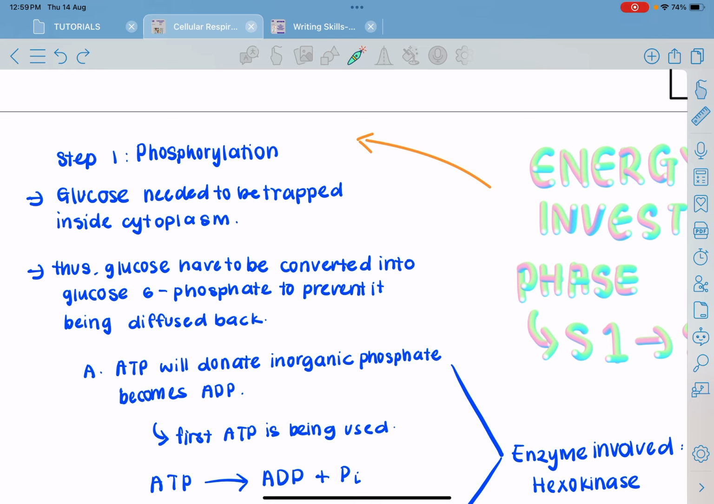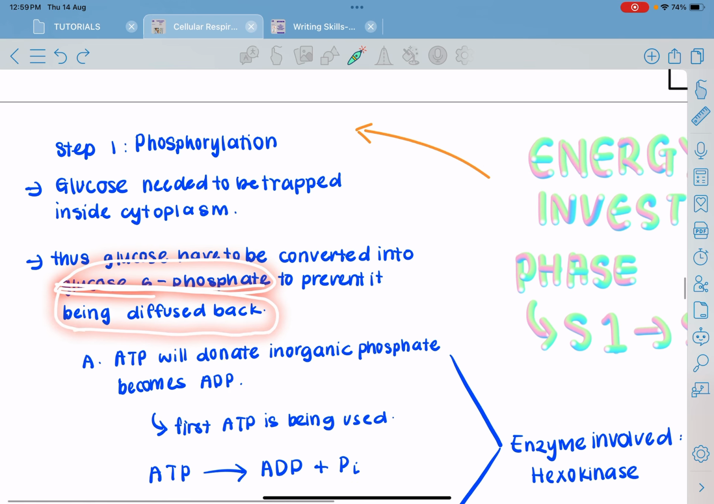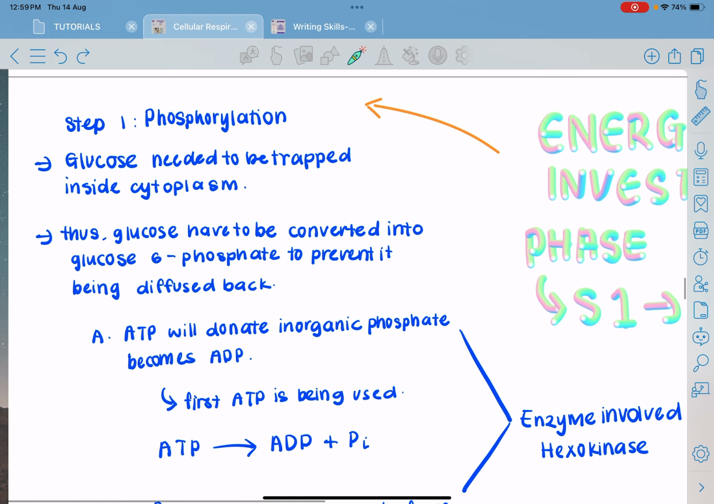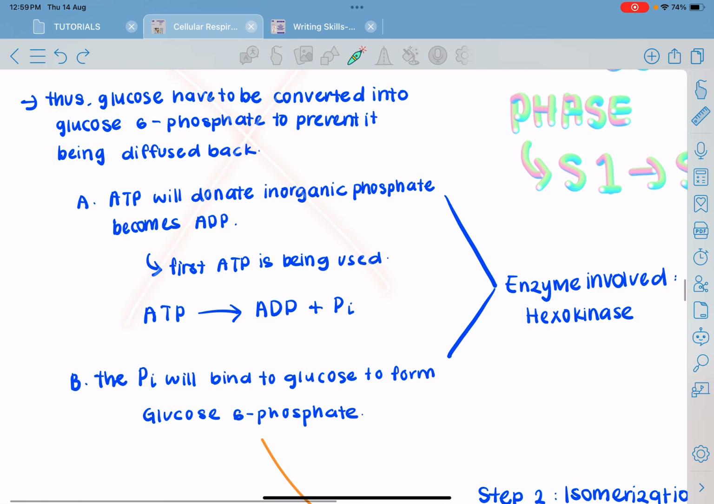What happened in step 1 is called phosphorylation, meaning adding of Pi, which is phosphate. You need to trap glucose inside the cytoplasm. But to trap the glucose without letting it diffuse back, you need to change the glucose into something else. That is why glucose has to be converted into glucose 6-phosphate, to prevent it from diffusing back. If it diffuses back, you don't have any glucose trapped inside the cytoplasm. So will glycolysis happen? No. Then what happened?